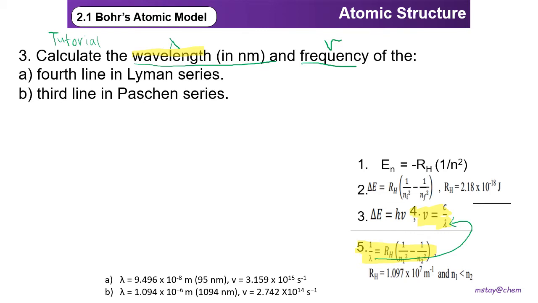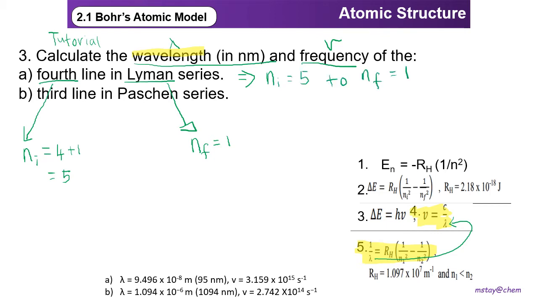Okay, the next one we will check here, 4th line in Lyman series. So when it mentions Lyman, we know n final is equal to 1. So how do we determine the n initial for the 4th line? 4th is 4, Lyman is 1. So 4 plus 1 equal to 5. So for the fourth line in Lyman series, we will have the idea that the electron is dropped from n equal to 5 to n equal to 1.